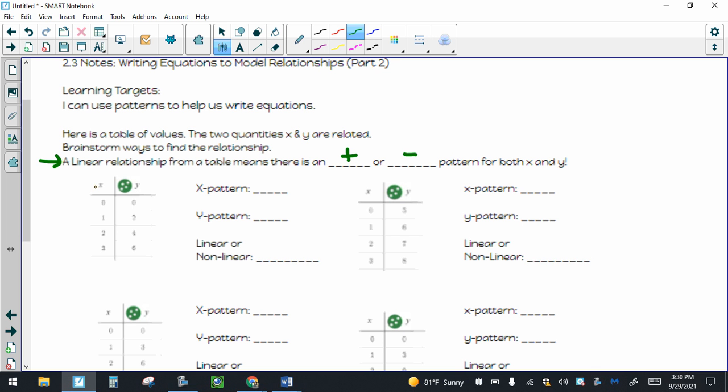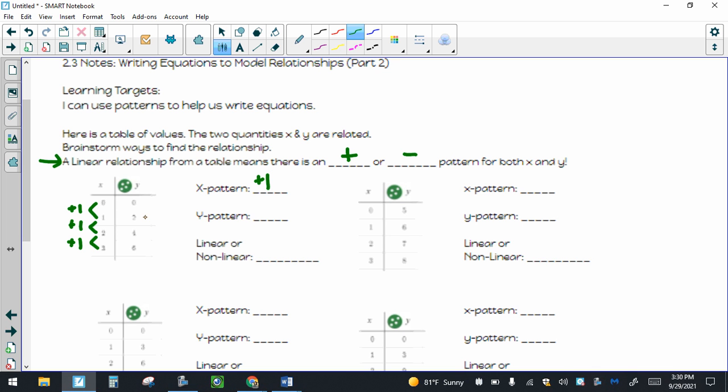So if I look on this X column on this left side over here, what am I doing in order to get from 0 to 1 to 2 to 3? Well, I'm adding 1 each time. So plus 1, plus 1, plus 1. The X pattern is plus 1, right? All the time I'm adding 1.